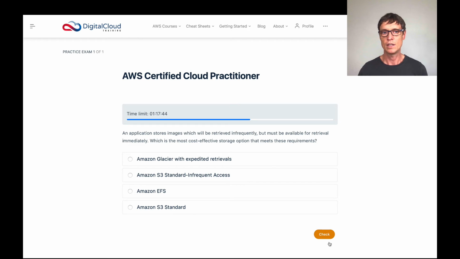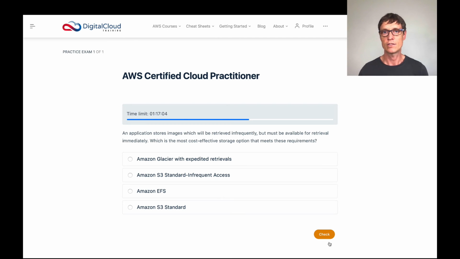So let's look through this. The application is storing images, but they're not accessed very often. But when they do need to be accessed, they need to be available immediately. And we need to be cost effective. So those are the key things here: infrequent access, but no delay, and cost-effective storage. That's really all they're asking. You then need to understand the different tiers of storage that are available here. Three of them relate to S3, and Glacier is one of the S3 services. The other one is EFS, so I want to rule that out first, because for me that's the easiest one on this page to rule out.